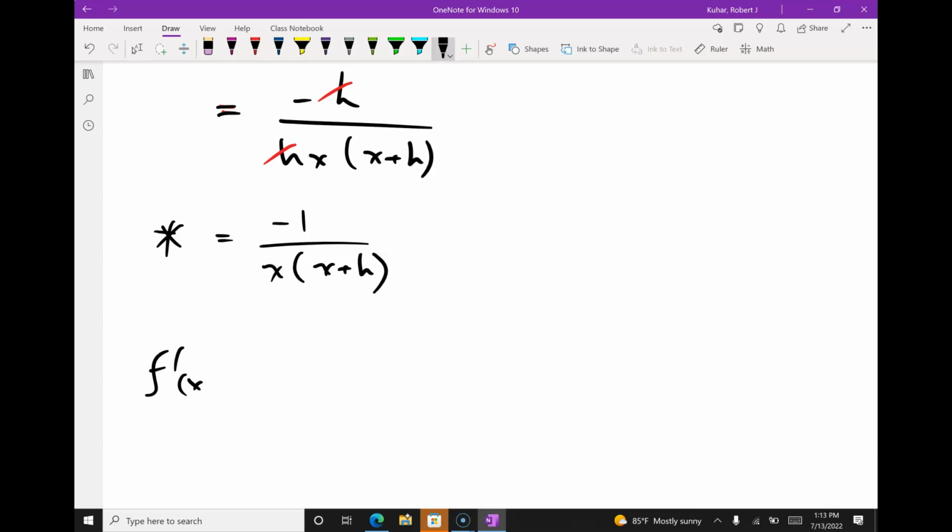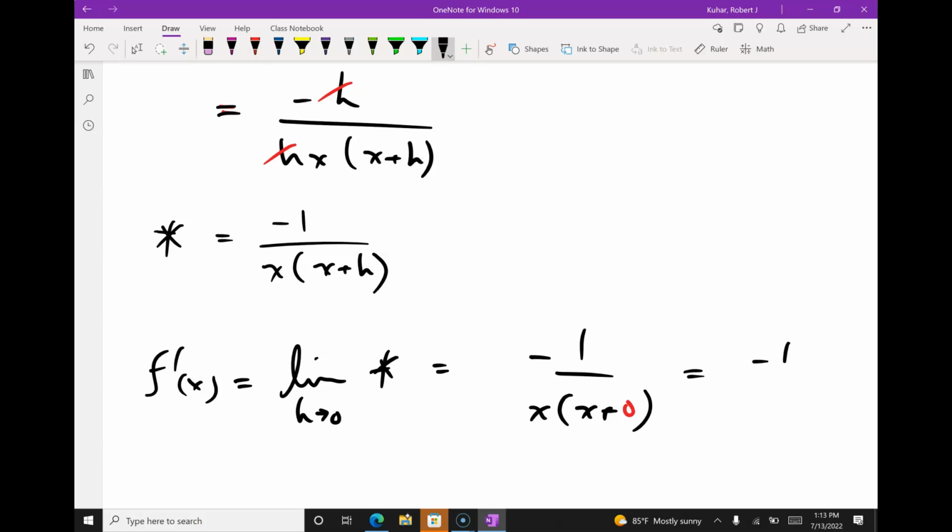So f prime of x is the limit as h goes to 0 of star, which is negative 1 over x times x plus h, which is negative 1 over x squared. There it is. Just like our shortcut said. Everybody okay?